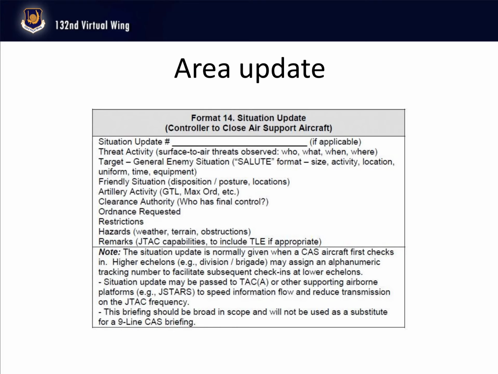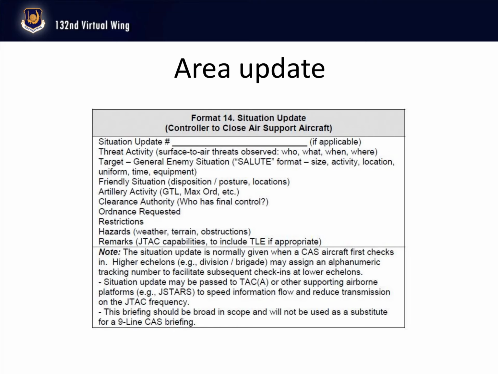What the threats are, where the targets are. If you have priorities for targets, they will be given. Where the friendlies are, and again, what the posture is: defensive, offensive, dynamic, static. Friendly locations are a mandatory readback, so write them down, because the JTAC will want you to read back to make sure you know where the friendlies are.